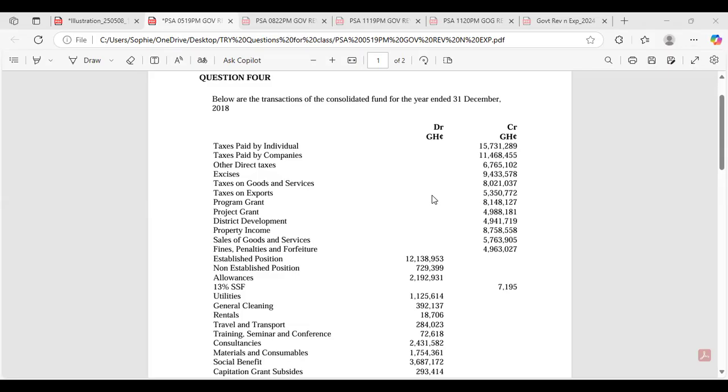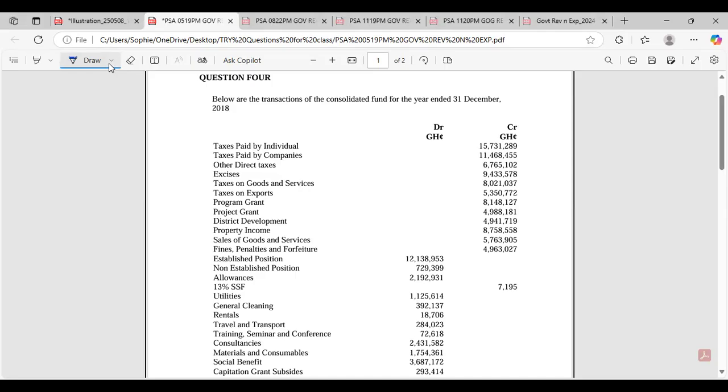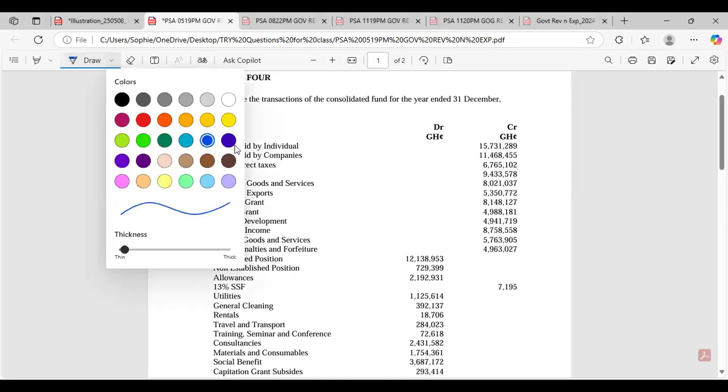This one, they are going to ask us to prepare accounts for what? Central government, not an MMDA, let's say a district assembly or a metropolitan, or a public sector institution like a hospital or a training college or a university. Go ahead.